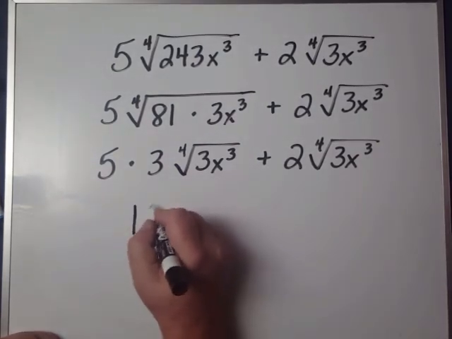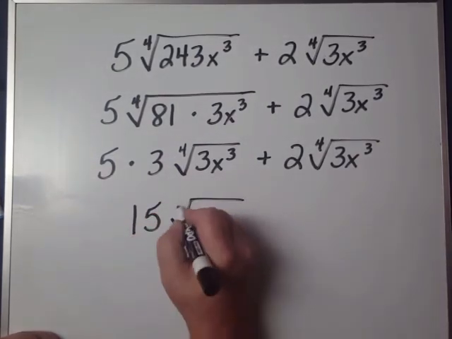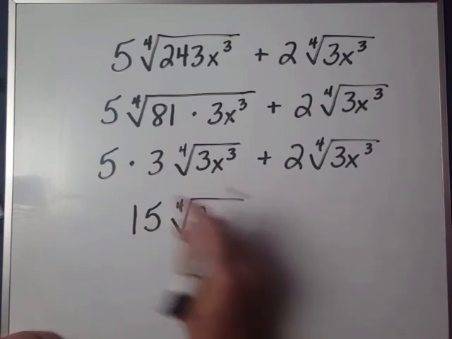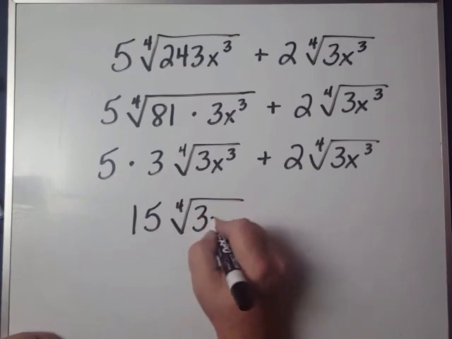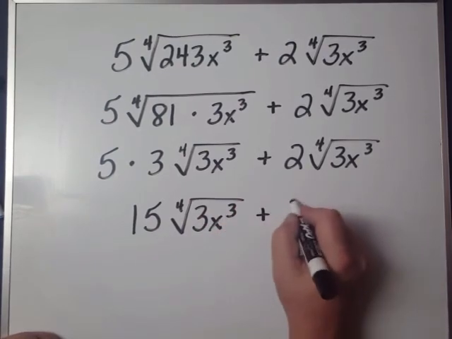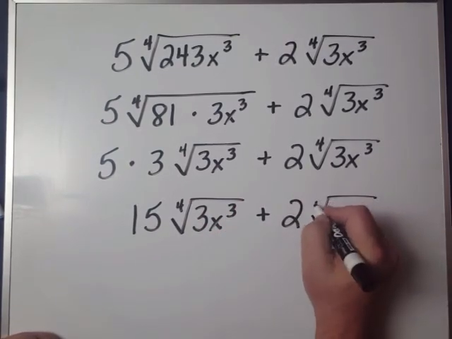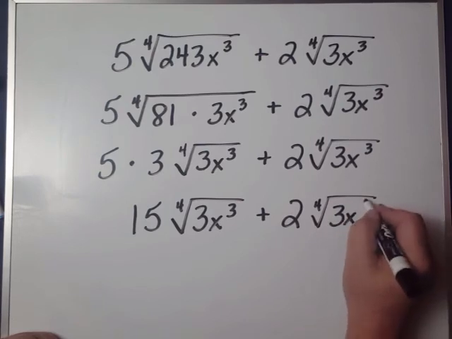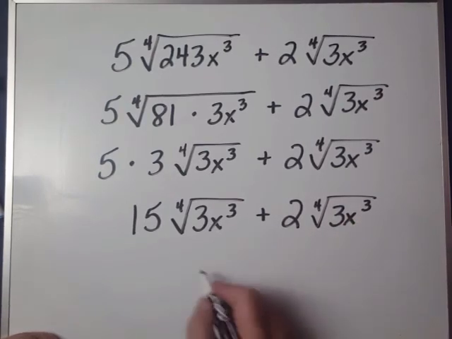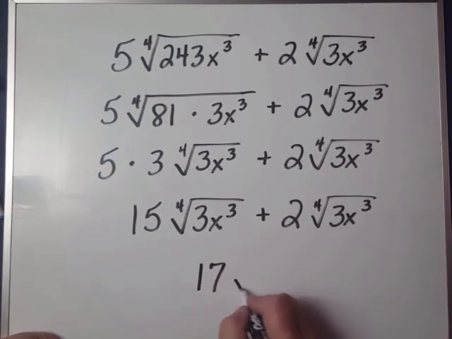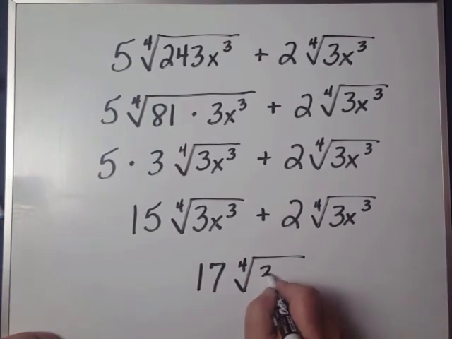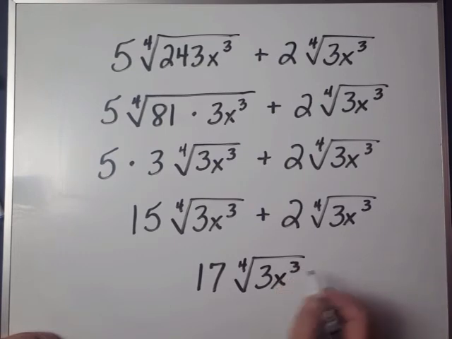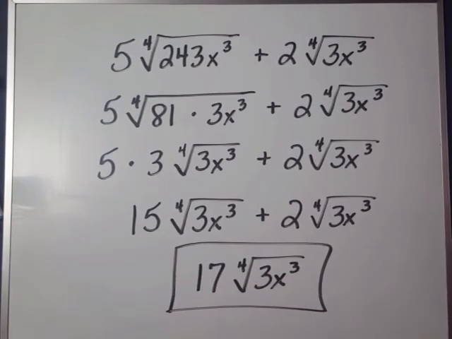Five times 3 is 15, so we have 15 4th roots of 3x cubed plus 2 4th roots of 3x cubed, a total of 17. 17 of them. 17 what? 17 4th roots of 3x cubed. How'd you do?